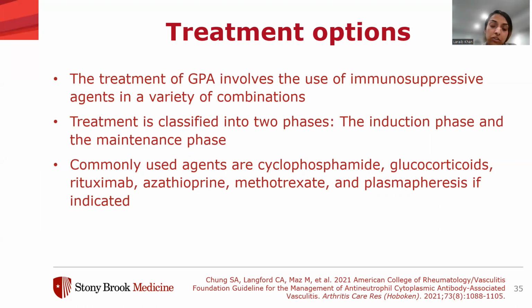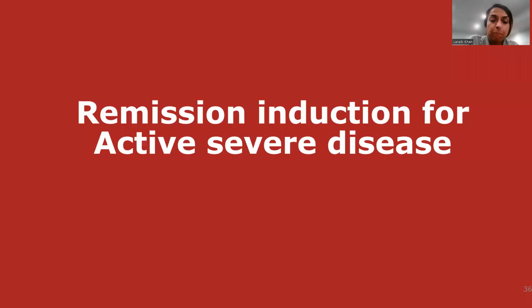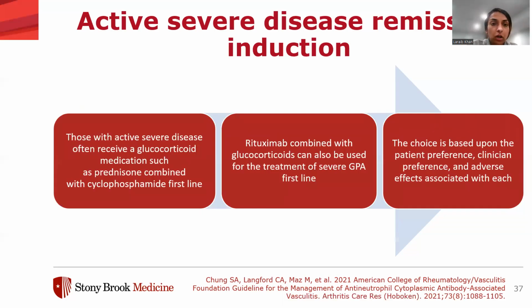We're going to talk about active severe disease first with remission induction. So what choices do we have? We have cyclophosphamide first line with a glucocorticoid. You can also use rituximab with glucocorticoid as a first line treatment for severe GPA. The choice is really based on the patient preference, provider preference, and adverse effects associated with each of these medications.